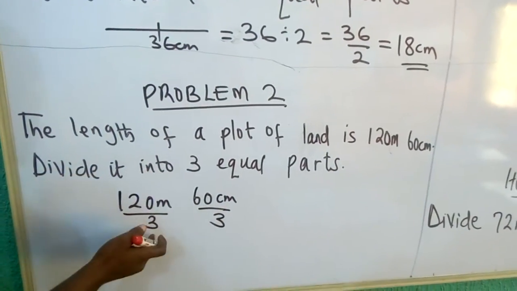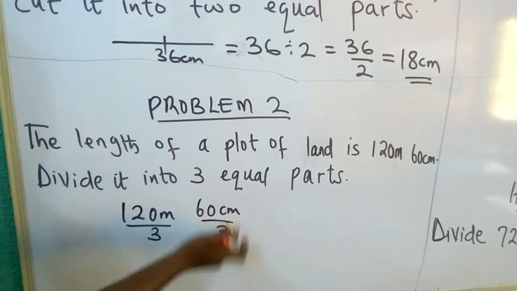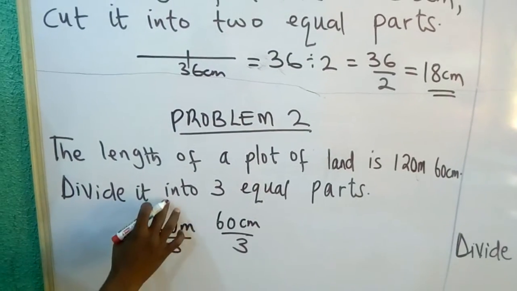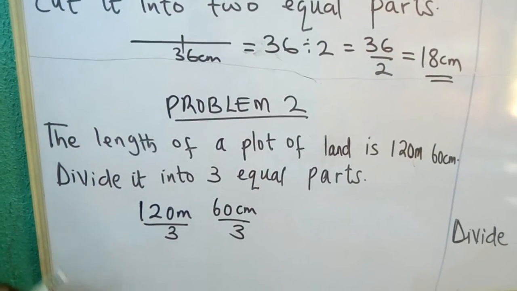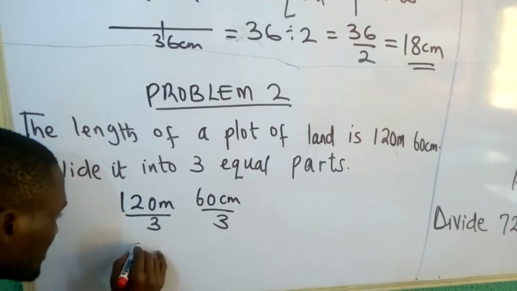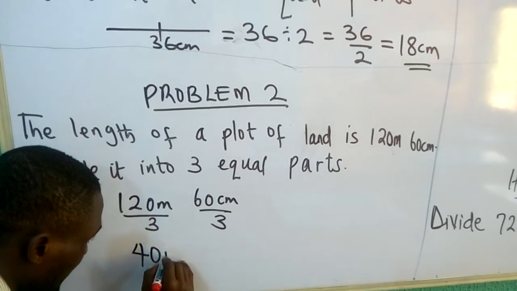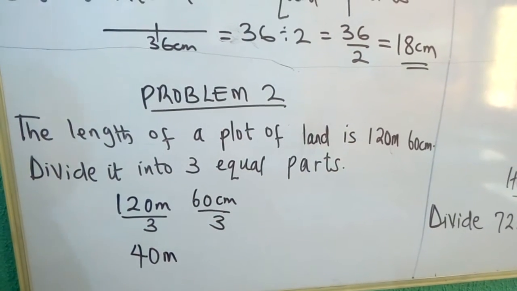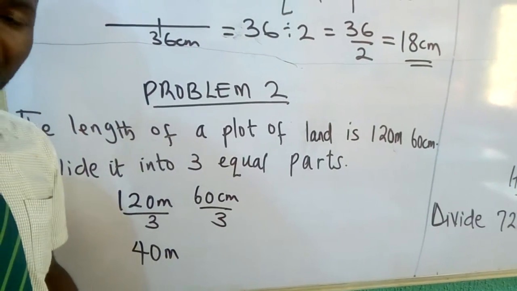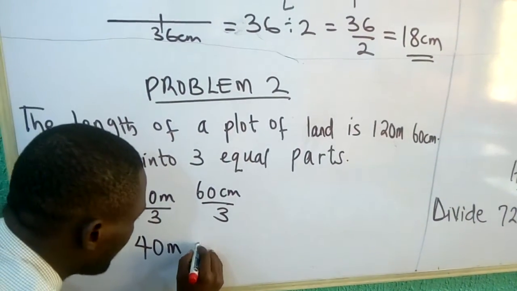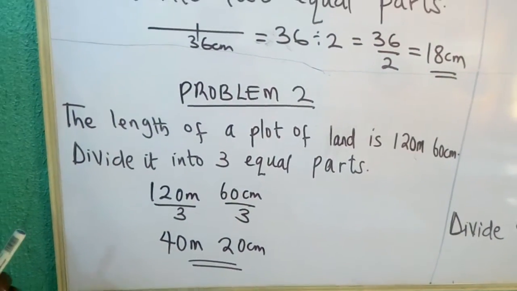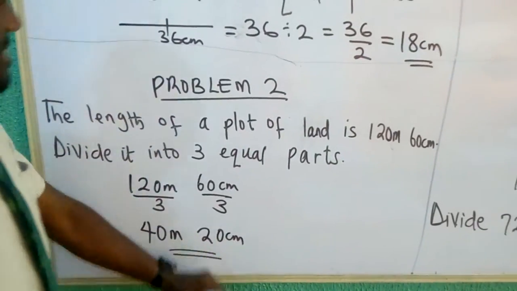What you're dividing the meter by, you divide the centimeter by the same number. Now, 120 divided by 3 is 40. Therefore we have 40 meters here. And 60 divided by 3 is 20. Therefore, we have 20 centimeters. As simple as anything. Very simple, right? So we have 40 meters, 20 centimeters.